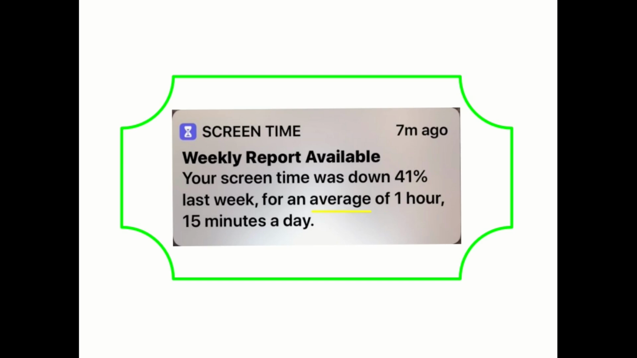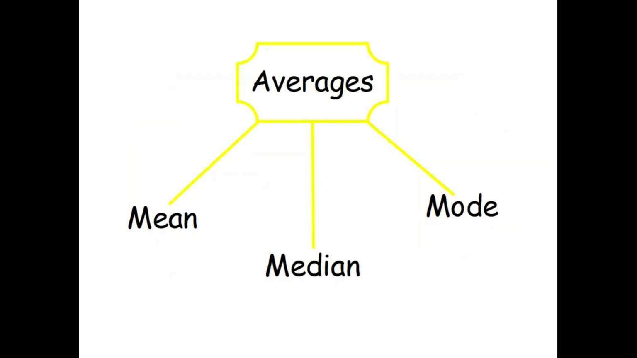Well, today we're going to look at averages. And I know that Mr. Anthony has covered this briefly with you, and we're going to now build on that and make sure we are really fluent with those skills. So, can you remember what the types of average are? They are mean, median, and mode.